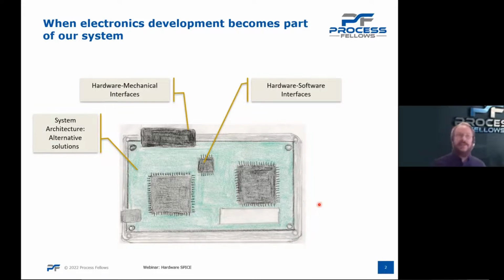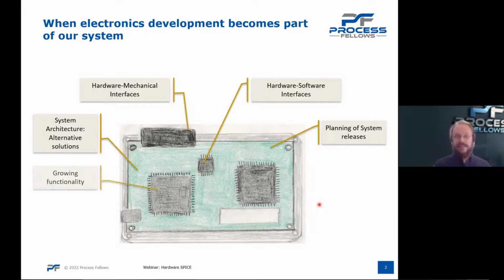Especially to identify, for example, alternative solutions here. We have planning of system releases. This is a challenge as well, that we need to know what version of our hardware needs to be available at what moment in time during development to be able to deliver the service or the system with its functions as it is expected by a customer, for example. We need growing functionality.